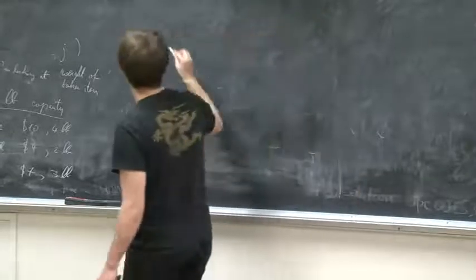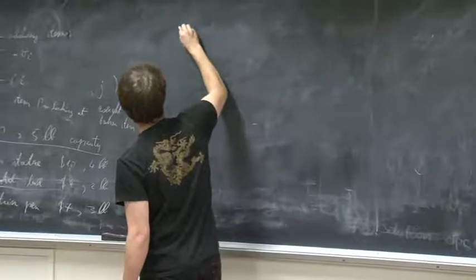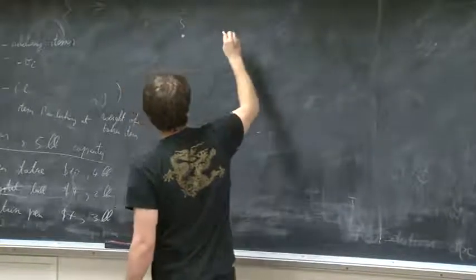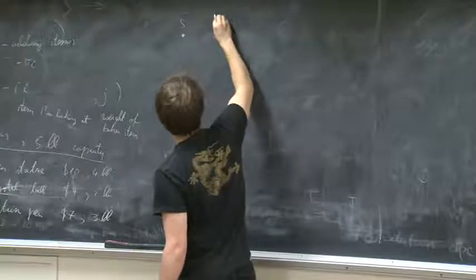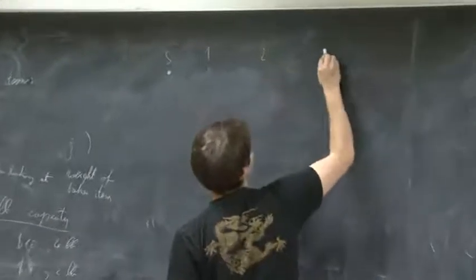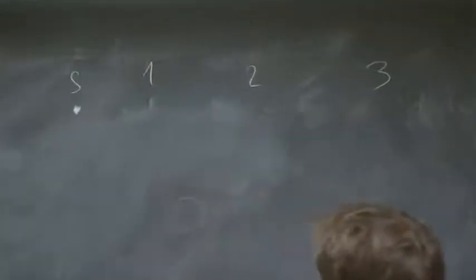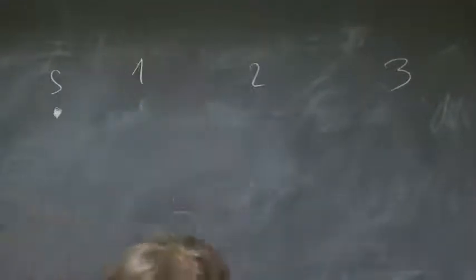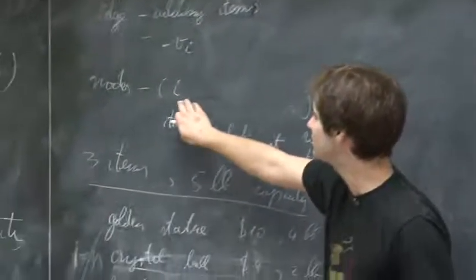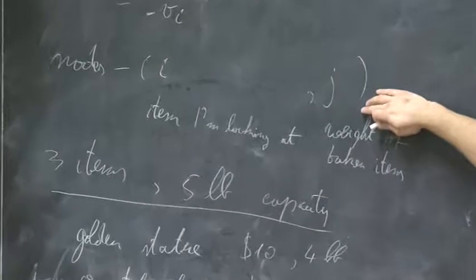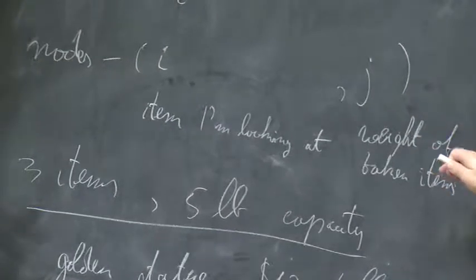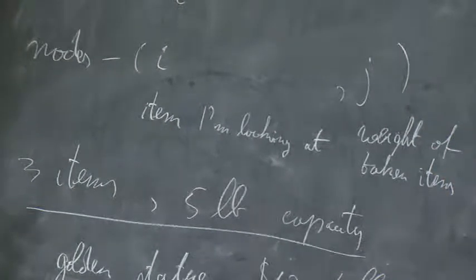So let's say I'm going to have a starting node. And then I'm going to have some sort of layer for item 1, some sort of layer for item 2, and some sort of layer for item 3. Right? Some sort of vertical layer. How many nodes do I have in a layer? One node for each possible weight, because I promised that in a node I keep track of the item that I'm considering and the weight of the items I've taken so far. Right? How many possible weights do I have here?